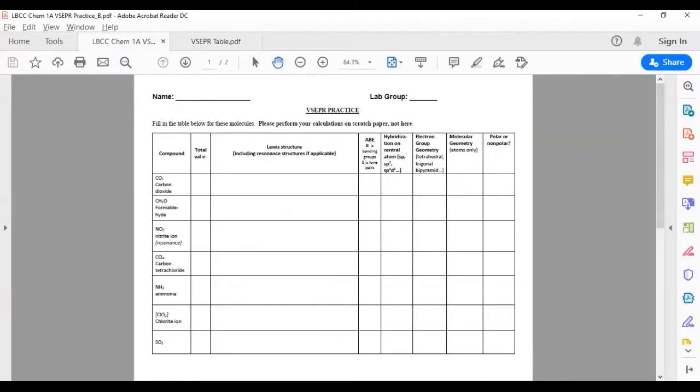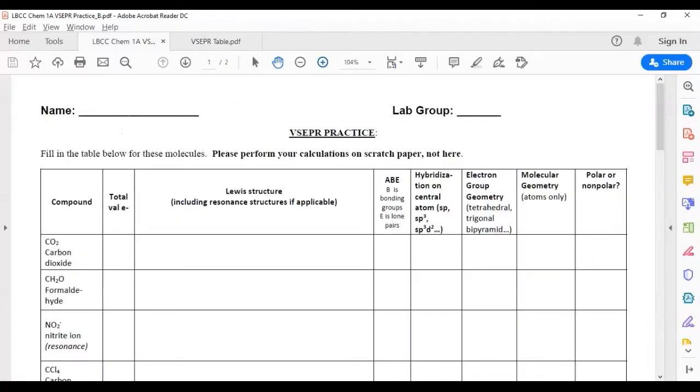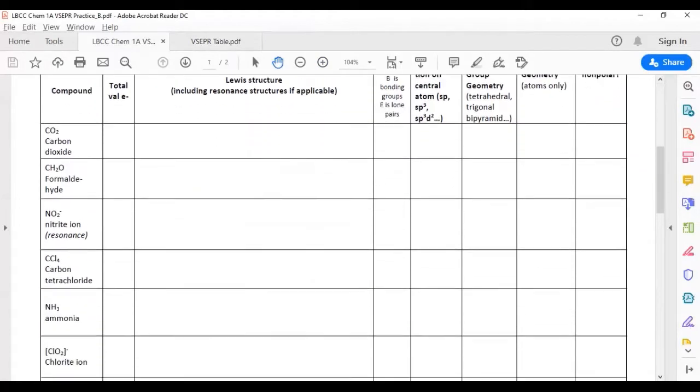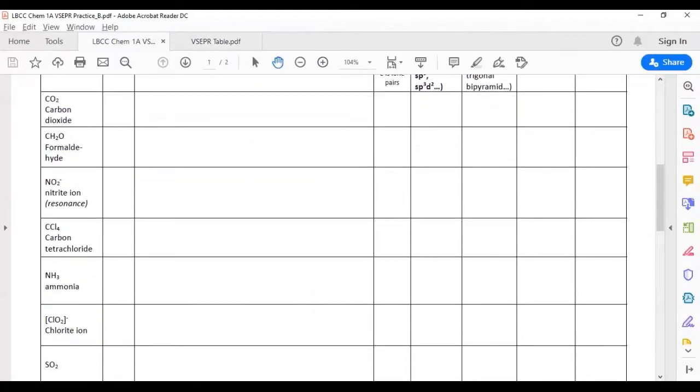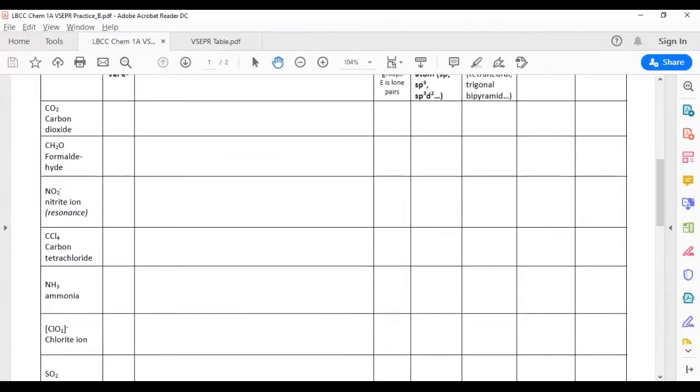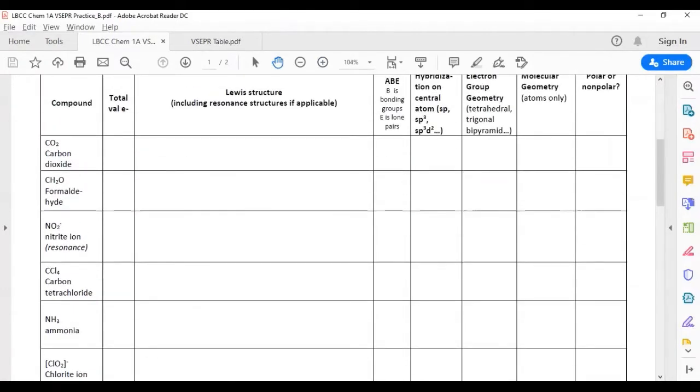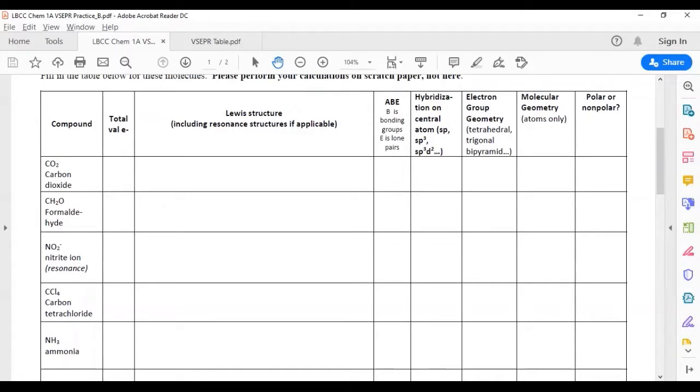This is essentially the practice worksheet that you'll be downloading. It's 2 pages long. And just to show you a little bit of what it looks like, you're going to have a list of compounds with their formulas. You'll have to calculate the total valence electrons. You'll have to draw the Lewis structure, including resonance structures. Some of these will have a comment that will tell you if you need to draw a resonance structure or not, or any other conditions that apply. You are then going to determine the AXE structure.